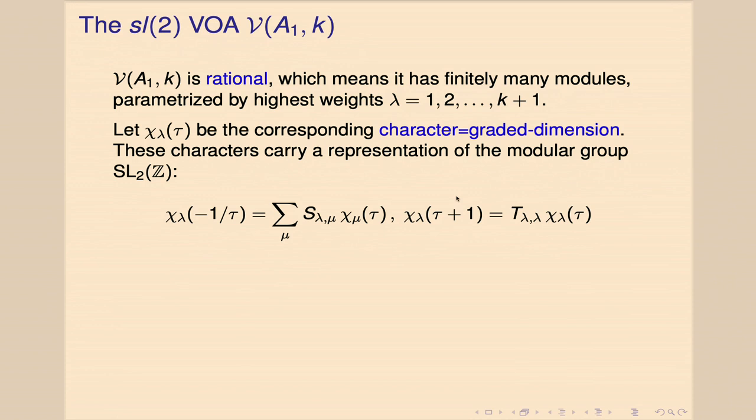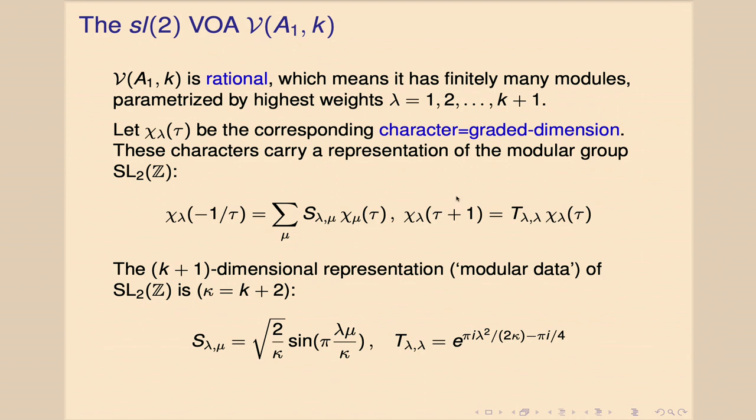And so we get our graded dimensions, or what some people unfortunately call characters, of these VOAs, and they carry a representation of the modular group. This is just the modular data that we've been talking about. And here's a formula for the modular data that's probably correct. Might not be, though. Actually, every formula I write down, there's a non-trivial chance it's wrong.